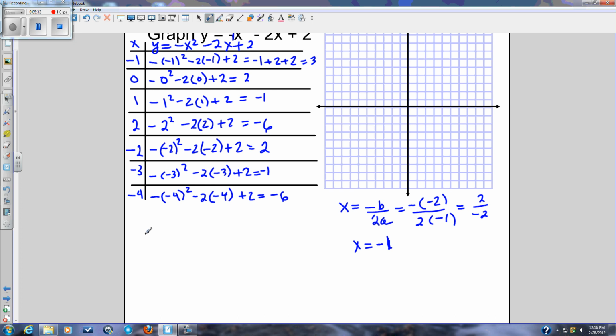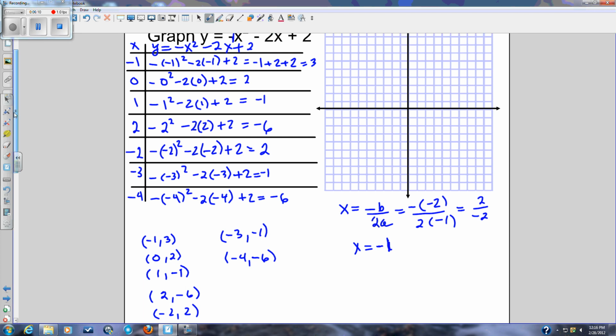Our ordered pairs, let's list them. We have negative 1, 3. We have 0, 2. 1, negative 1. 2, negative 6. Negative 2, 2. Negative 3, negative 1. And negative 4, negative 6.